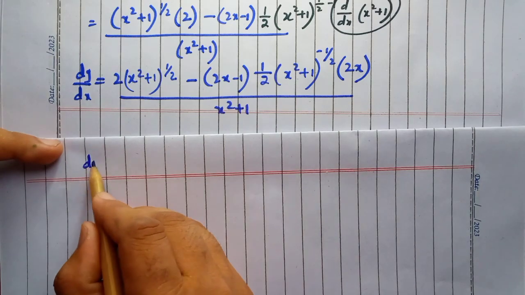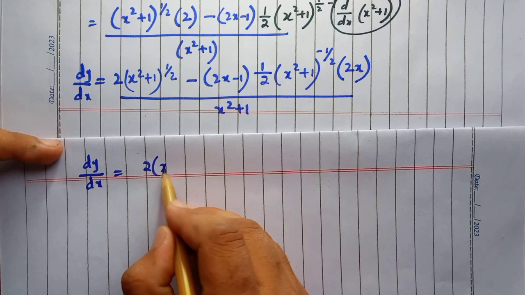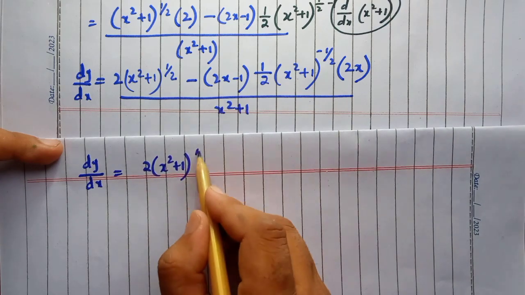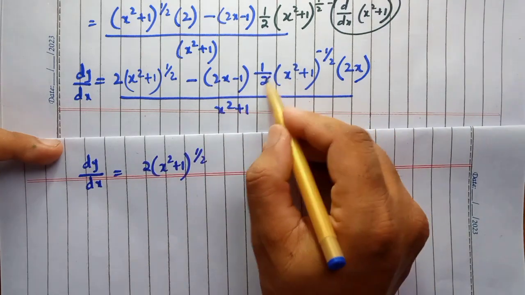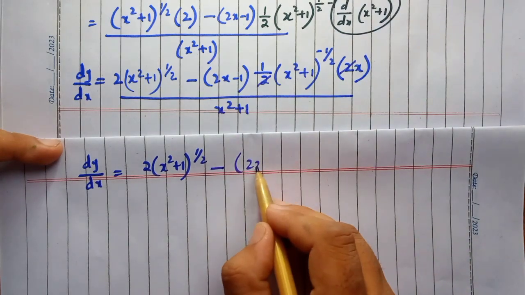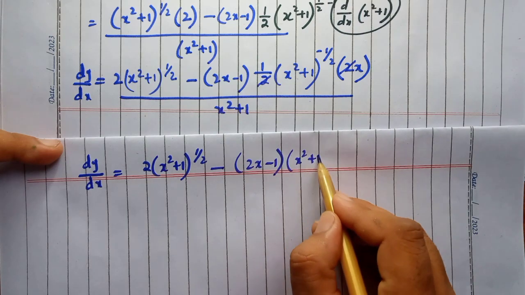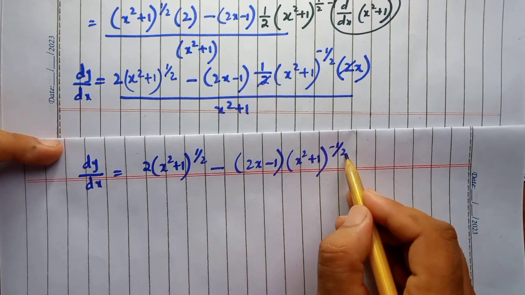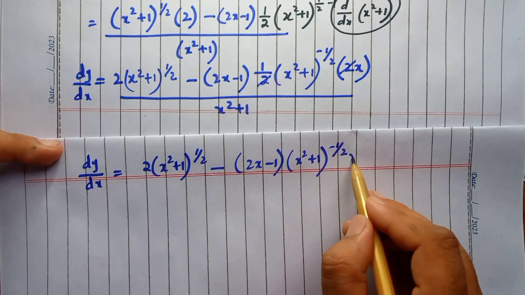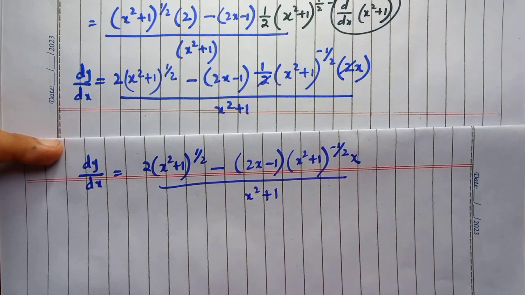dy over dx will be equal to 2 times x square plus 1 power 1 over 2, and 2 will cancel out with 2. So this will become minus 2x minus 1 times x square plus 1 raised to the power minus 1 over 2, and x divided by x square plus 1. So this is the final expression.